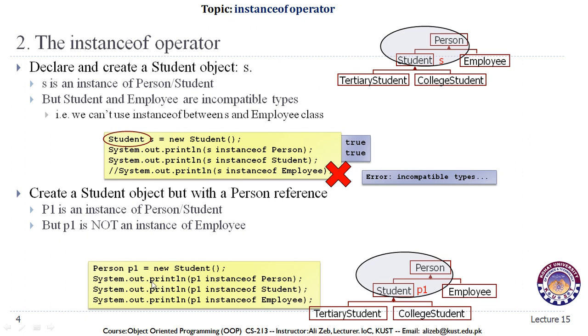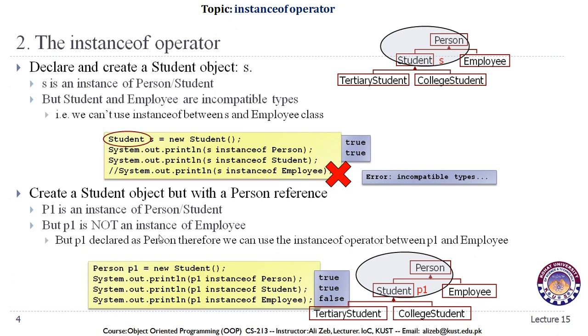Here, since we are using the superclass reference, we will not get the compatibility error, because Employee is a subclass of the Person class, and we are declaring this object using the Person class reference. Therefore, we will not get an error. We will get a false output for this comparison because p1 is not an instance of the Employee class, that is why we get false.